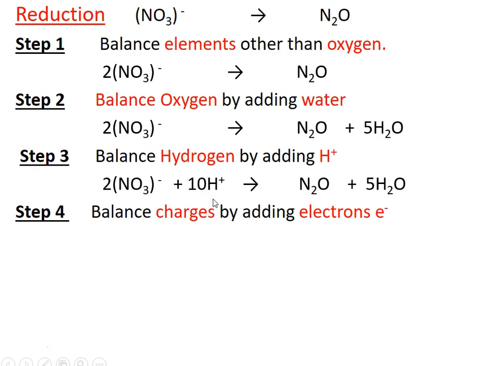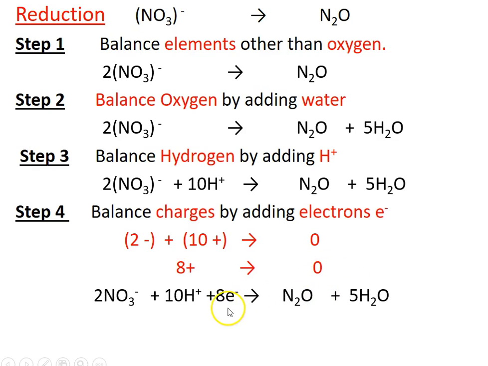And then the last thing we need to do is balance the overall charge by adding electrons. So you can see we've got 2 negatives on this side, 2 nitrates, which are negative. So we've got 2 negatives, 10 positives on this side, and no charge on the other side. If we add these charges up here, overall we've got 8 positives on this side. So we need to get rid of these 8 positives, so it's the same as the other side. So if we add 8 negatives to this side, 8 negative electrons, then that'll cancel out the 8 positives that we have here. So it's the same charge on both sides.